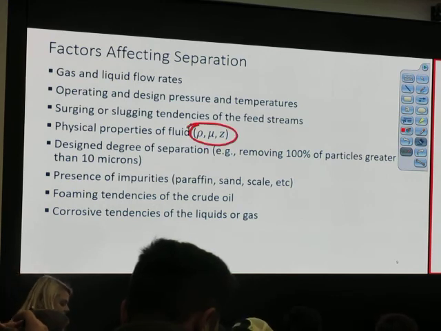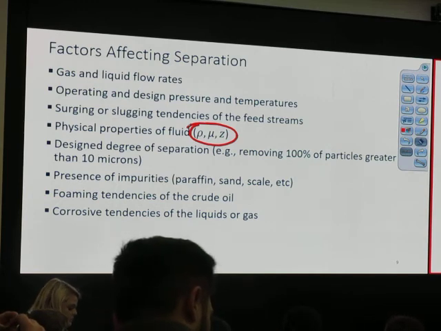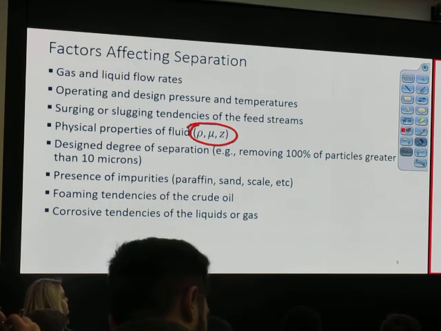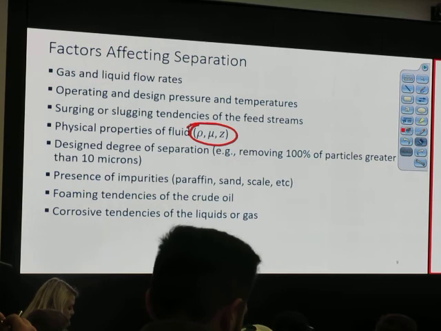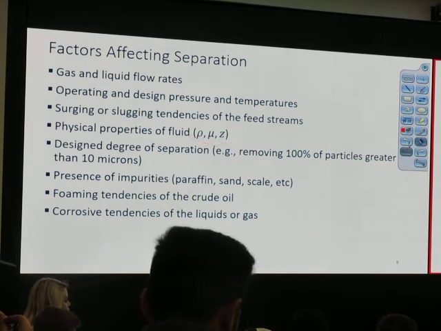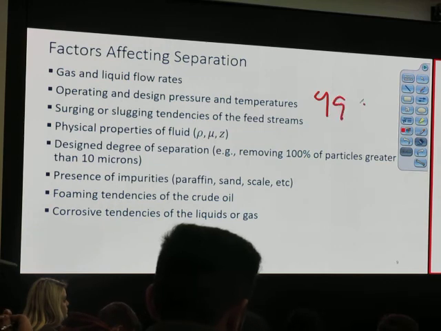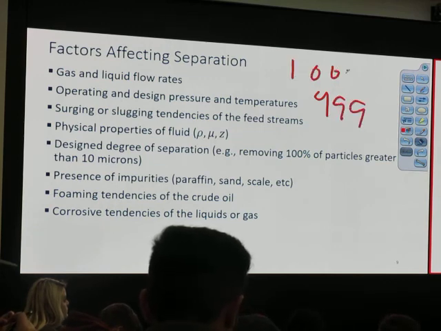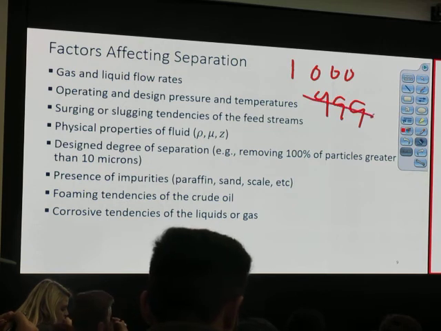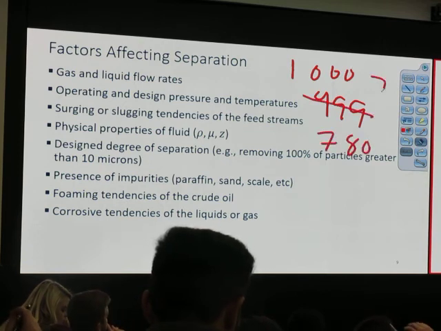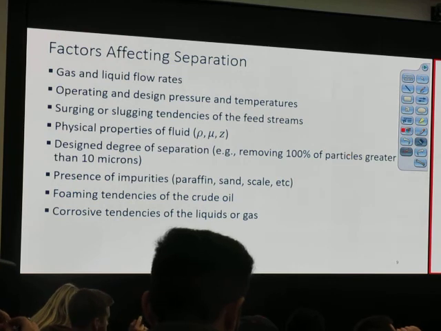Physical properties like density, viscosity, compressibility factor. Separators operate by the difference in density. If the density is different, it will separate. But look, my oil is 999 and my water is 1,000 kilograms per cubic meter. The density is different, but the difference is so small that it takes a long time to separate out. Got it? But if I have 1,000 and then maybe 780, the difference in density is larger, so it separates quicker. Good? All right.